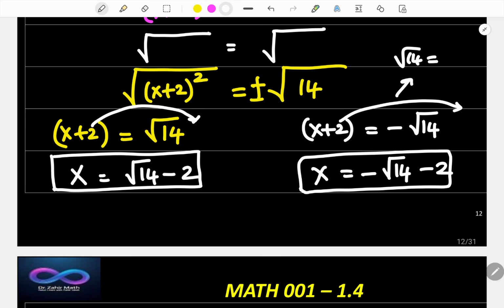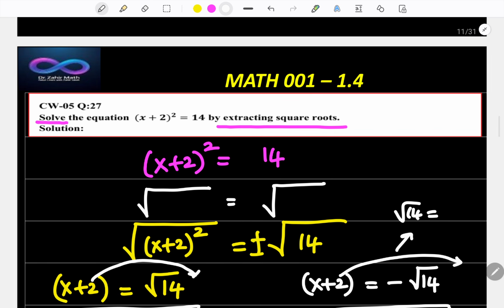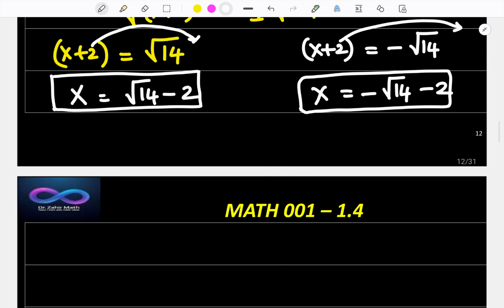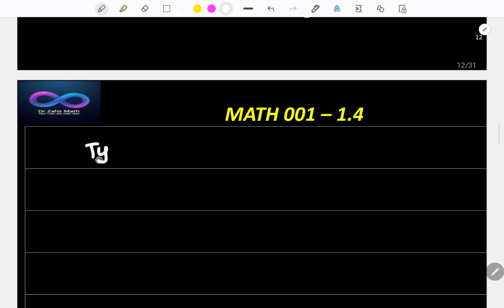Teacher, is there any way to do this problem in the calculator? You can check the answers in the calculator, but not both answers. Only one answer you can check in the calculator. How to check, teacher, in the calculator? At least one answer. Let me tell you. Type the equation x plus 2 the whole power 2 is equal to 14.